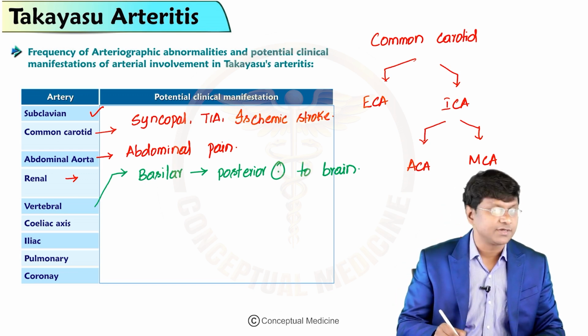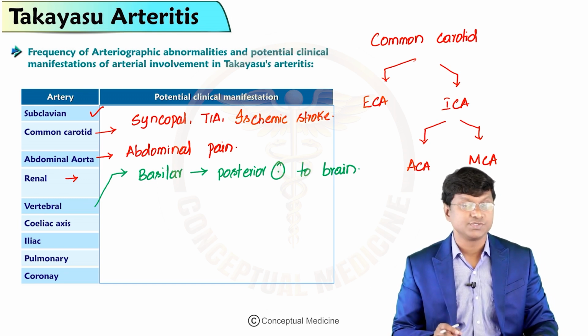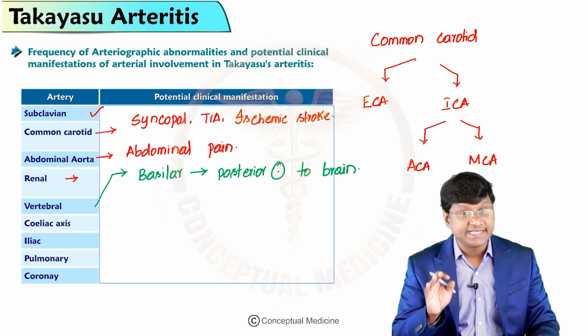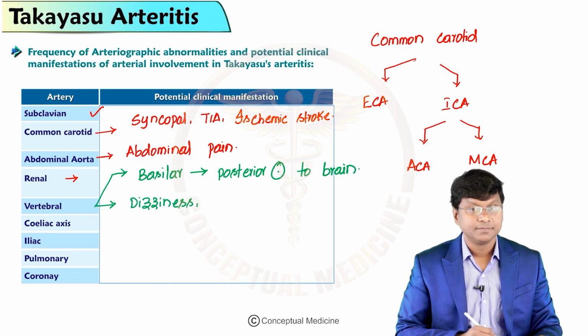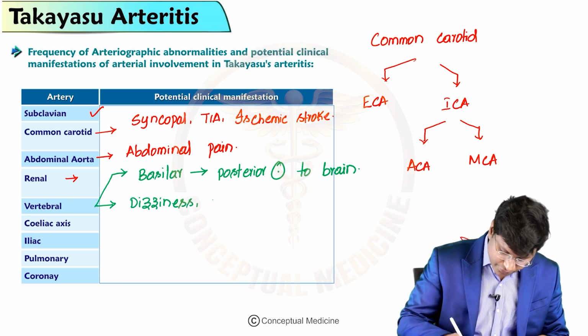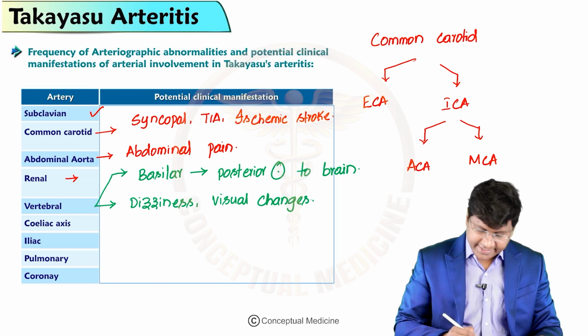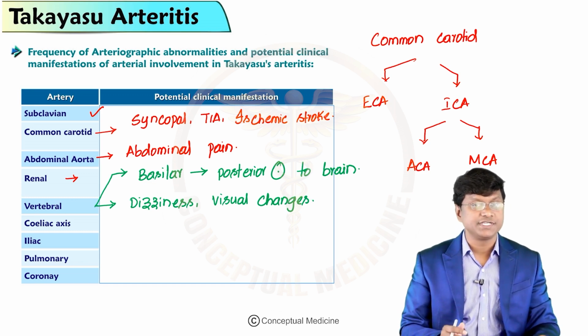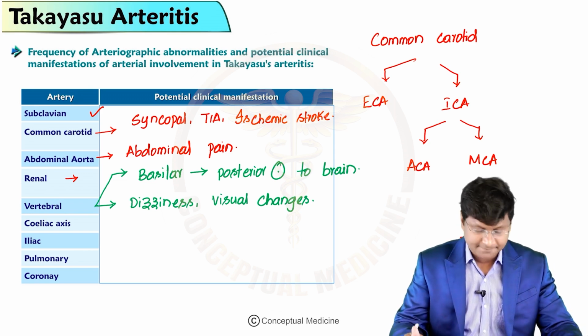Now if this posterior circulation to the brain gets affected, what will be the clinical manifestations? The individual can present with dizziness, because the blood supply to the cerebellum and the brainstem gets affected, and there can also be visual changes. So these will be the features due to the involvement of the vertebral artery.